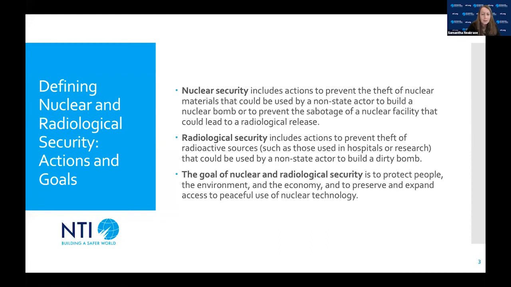And so I like to think of this in terms of the actions and then the goals. As Laura mentioned, nuclear security is about preventing theft of nuclear materials that could be used in a nuclear bomb, or an attack on a nuclear facility that could lead to a radiological release. Radiological security is actions to prevent theft of radioactive sources. And we see those in places like hospitals or research centers, and those could be used to build a dirty bomb. So those are the actions to prevent those thefts or acts of sabotage.